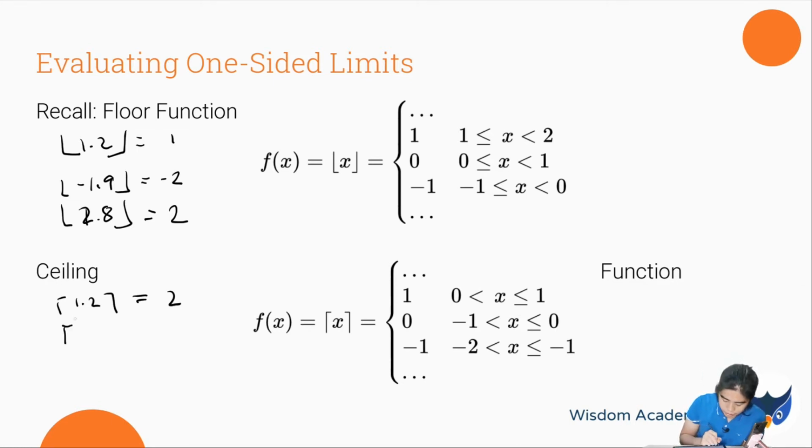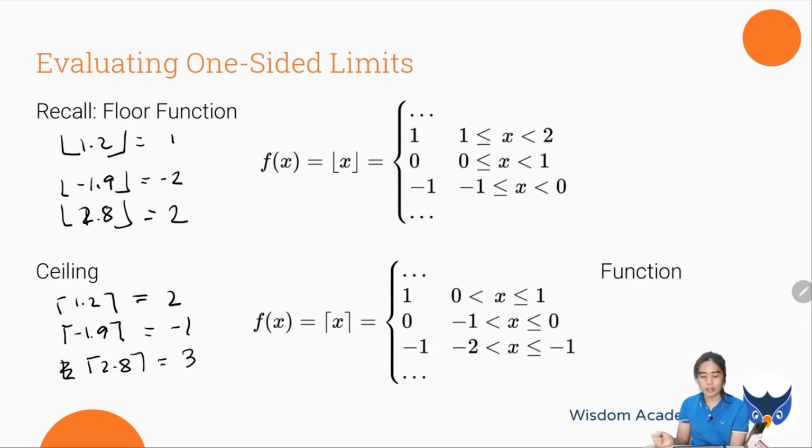So, ganun ulit. So, negative 1.9, round up natin will be negative 1. So, 2.8, round up natin, magiging 3 lang. So, ganun. Ceiling function, round up, floor function, round down.